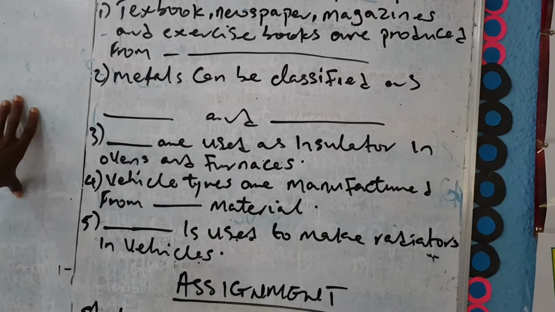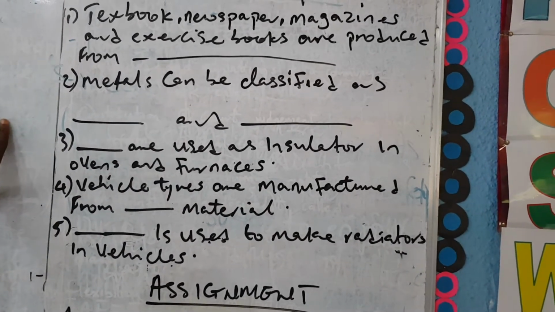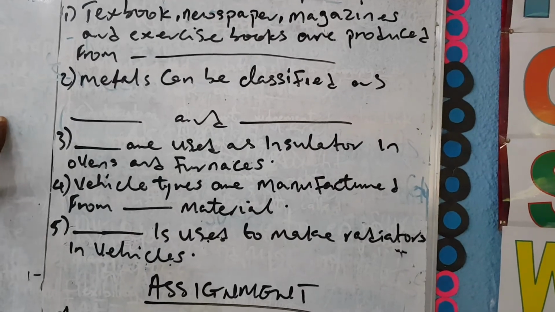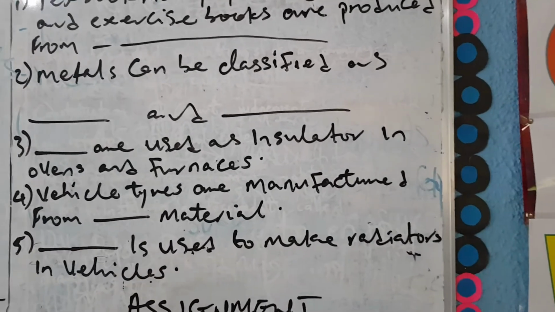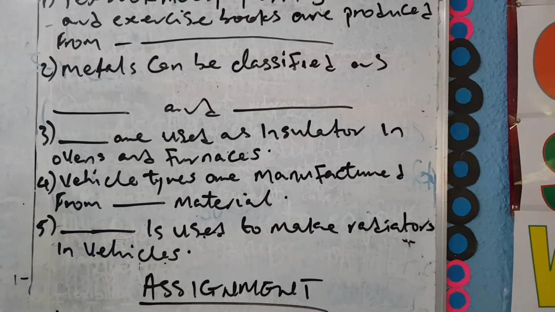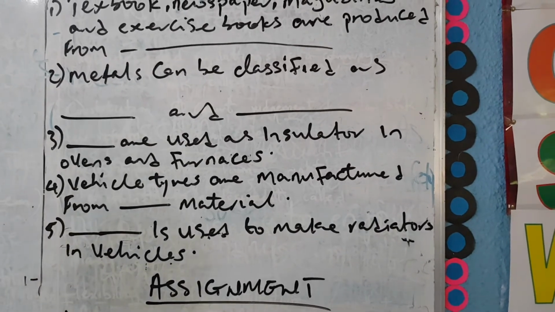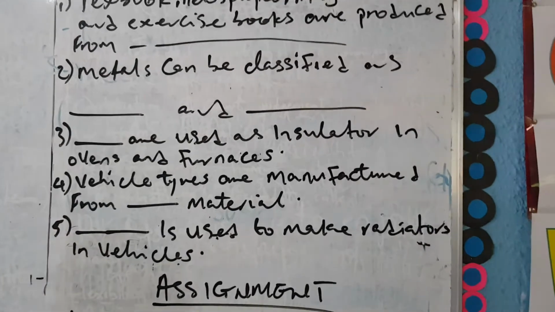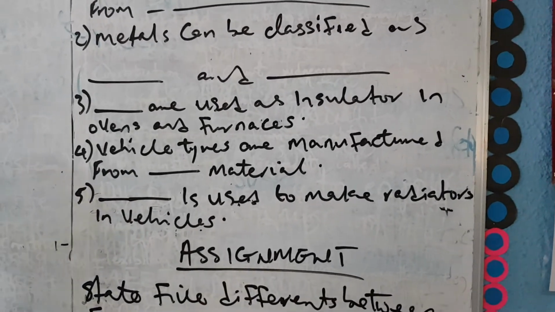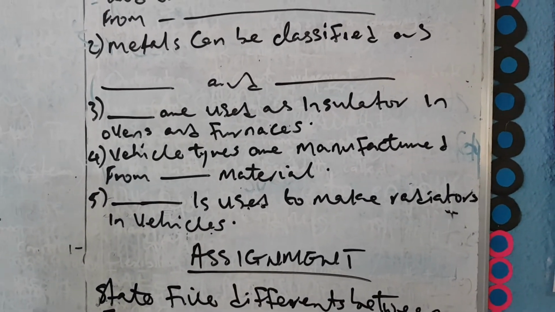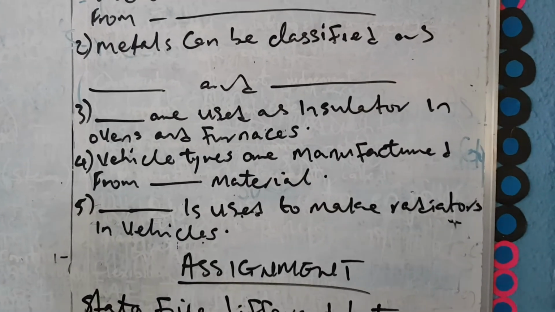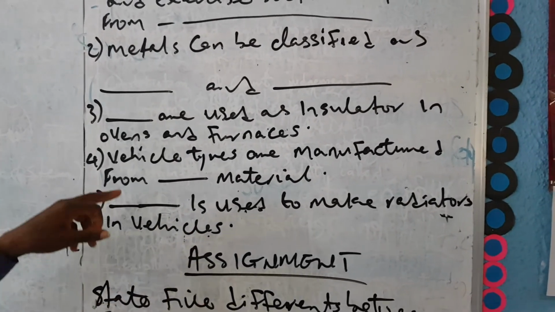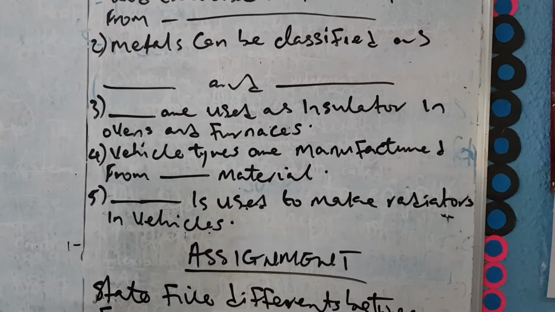Alright, number 4, vehicle tires are manufactured from dash materials. What do you use to manufacture vehicle tires? If you know the answer, put it here. Just fill in the dash for me. Number 5, dash is used to make radiators in vehicles. What do you use to make radiators in vehicles? If you know the answer here, you fix it.